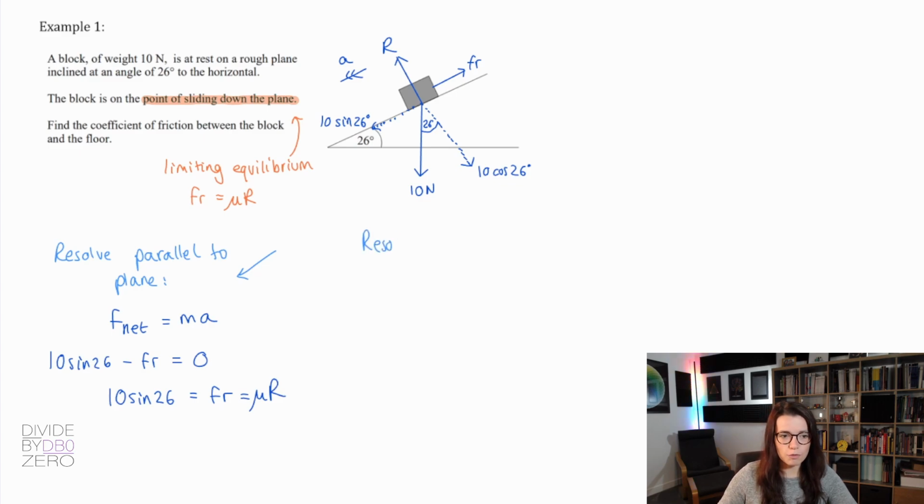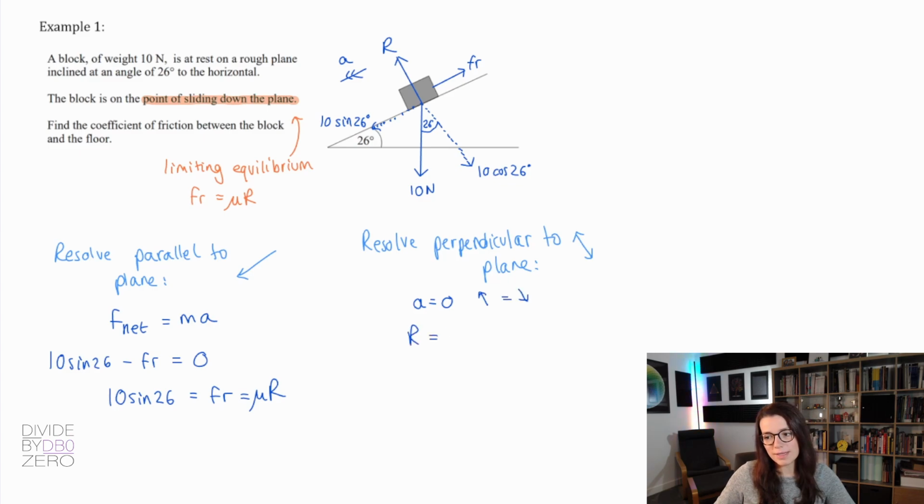So now we're going to resolve perpendicular to the plane, so in this direction. Now, because the acceleration is 0 in this direction, we can use the trick that will say the forces up will equal the forces down. So in this case, R is going to be equal to 10 cos 26.